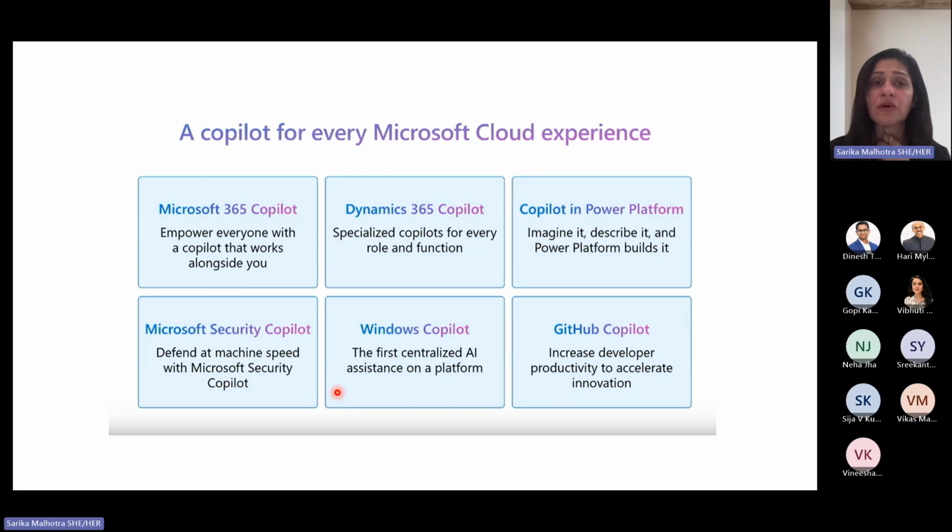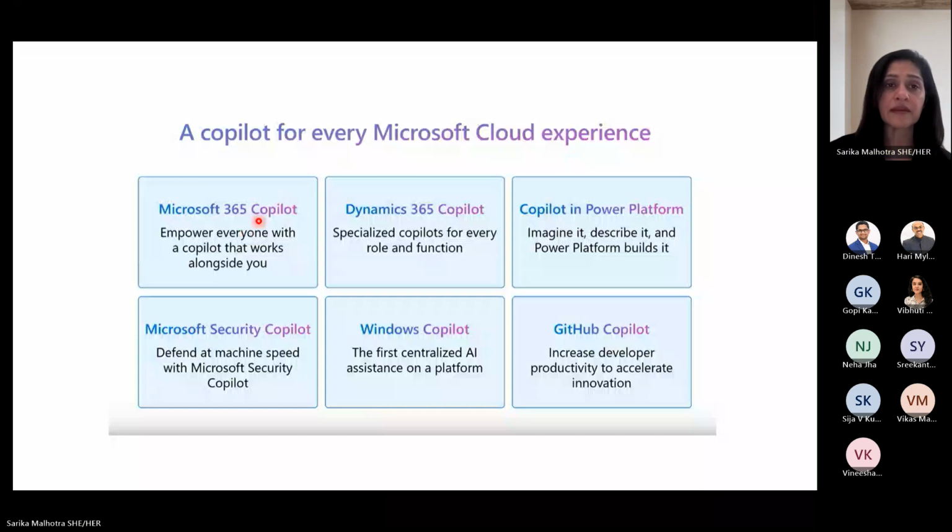This is which all Copilots are available. So what I showed you was the M365 Copilot. There's a Dynamics, there's Power Platform, there's security, there's Windows, and there's GitHub. The M365 Copilot includes the Excel, Word, PowerPoint, Teams, and Outlook Copilots. There are 5 and 6. Yeah, there's a Viva Copilot. So those 6 ones are there.